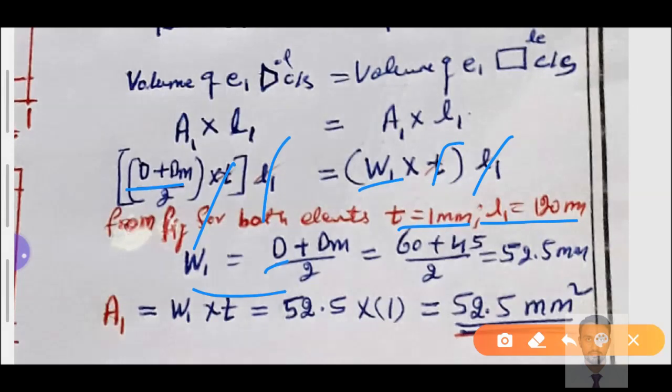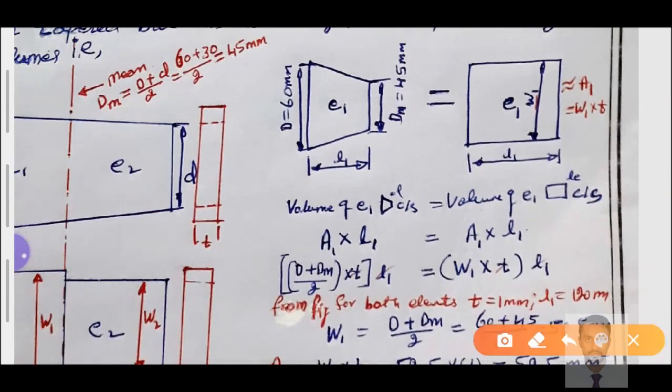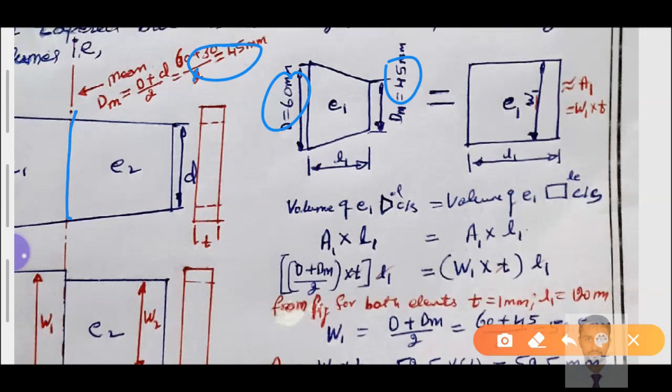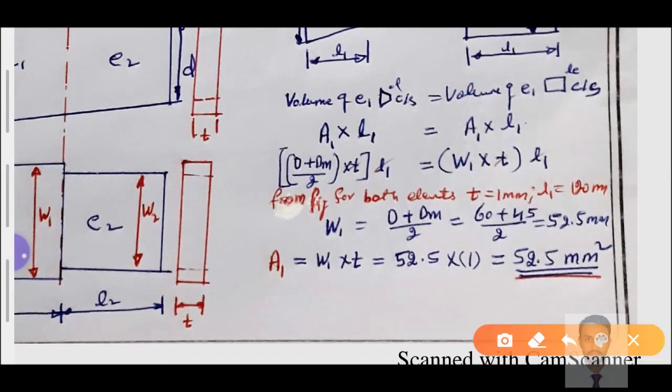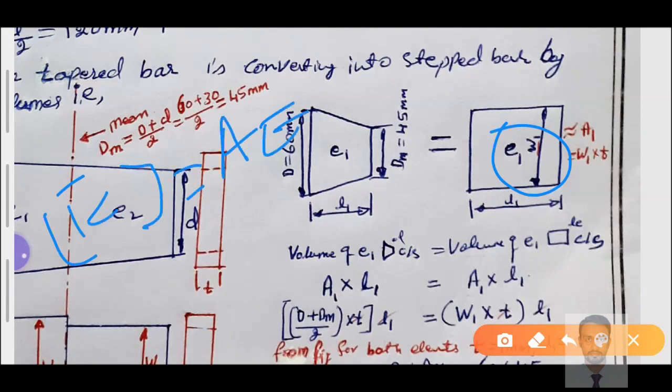Mean width of the given bar element is equal to (60 + 45) divided by 2, which is 52.5 millimeters. Then we want the area of cross section to find the stiffness matrix. What is the stiffness matrix? K is equal to AE divided by L into [1, -1; -1, 1].